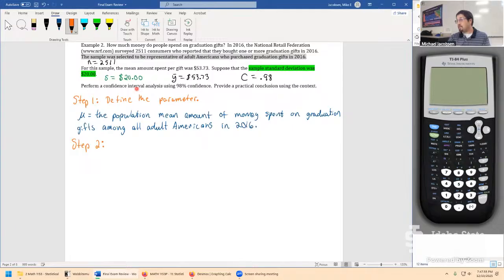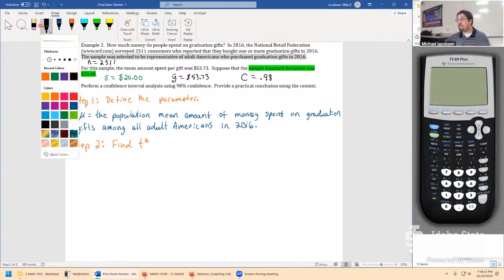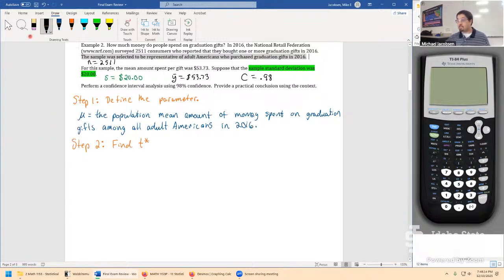step 2. For a confidence interval problem, I would say a really good step 2 is what you were mentioning earlier. Get the critical number T star in this situation. Find T star. To get T star, we have to take a couple steps. First, we need the degrees of freedom. Degrees of freedom is going to be the sample size n reduced by 1.